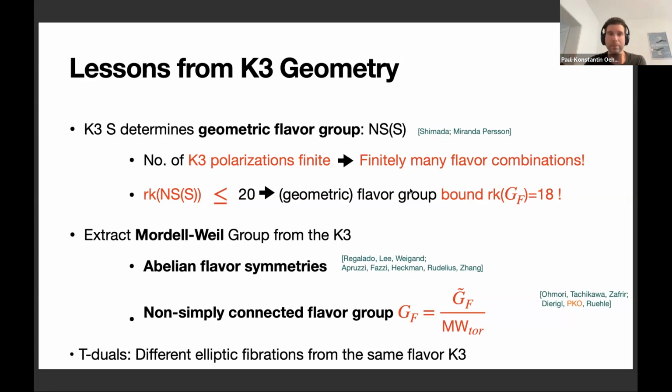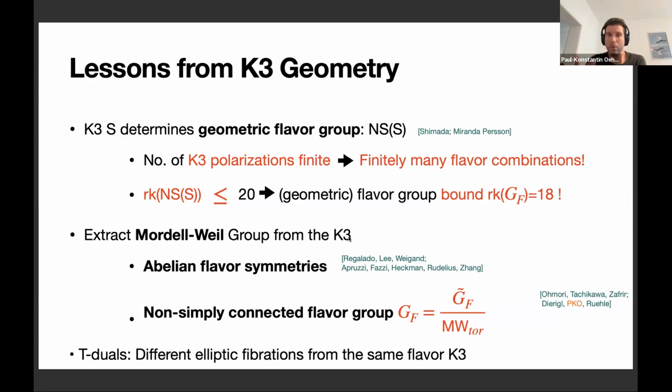The second fact that comes out is that the rank of these K3s is actually bounded, because the Euler number is fixed. And the rank of this NS lattice can never exceed 20. And that immediately tells you, once you take the class of fiber and base, the rank of the flavor group can never be greater than 18. Boom. That's the next mathematical fact that you immediately get for free once you realize that there's a K3 fibration.